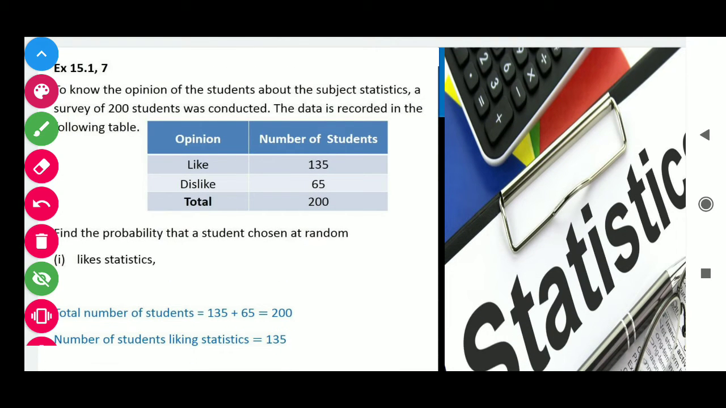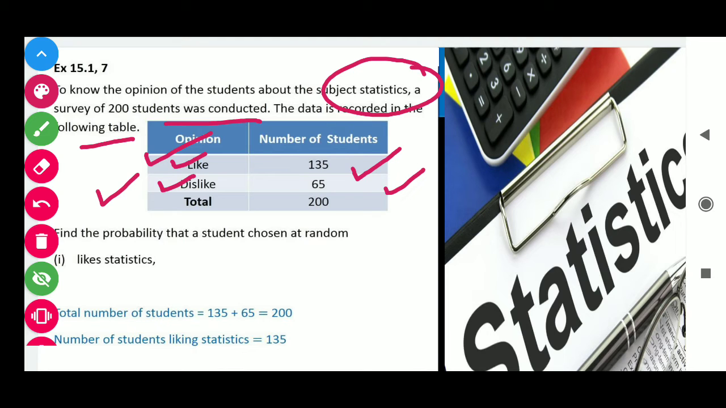To know the opinion of the students about the subject statistics, a survey of 200 students was conducted. The data is recorded in the following table. You can see the data. Opinion about the subject statistics. Number of students who like the statistics subject are 135 and number of students who dislike the subject are 65. And in this way we have total 200 students. Now find the probability that a student chosen at random likes statistics.